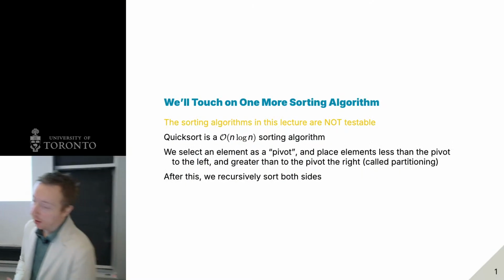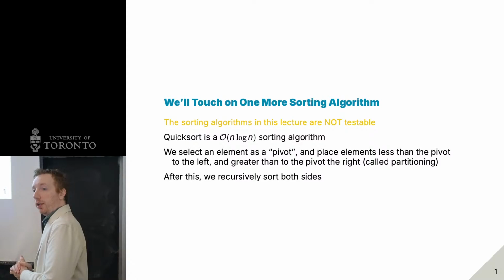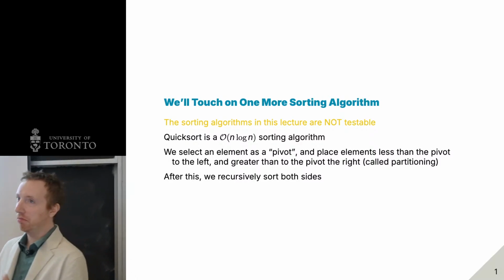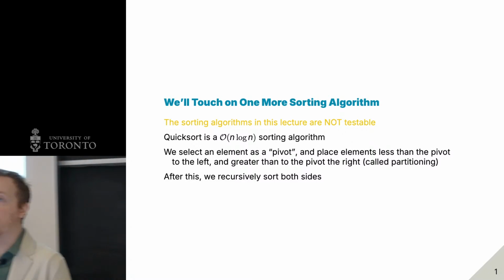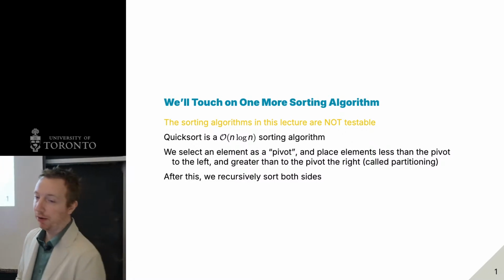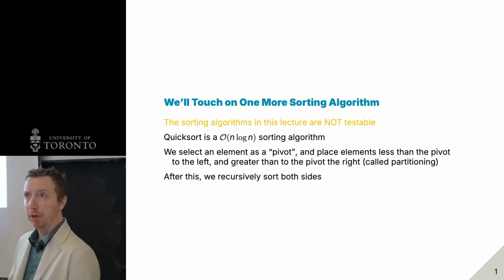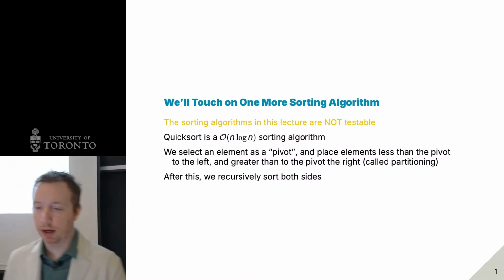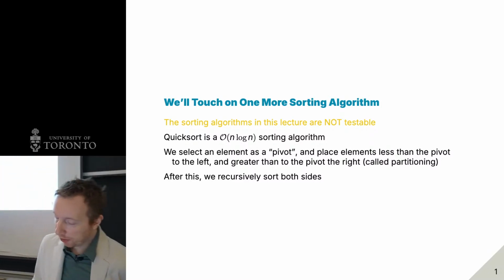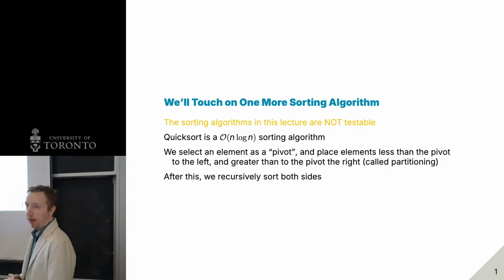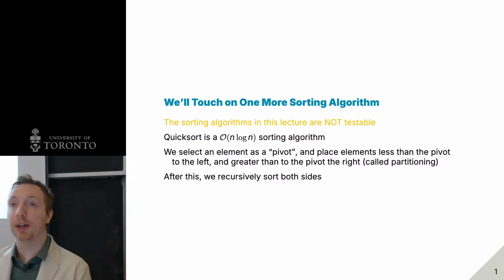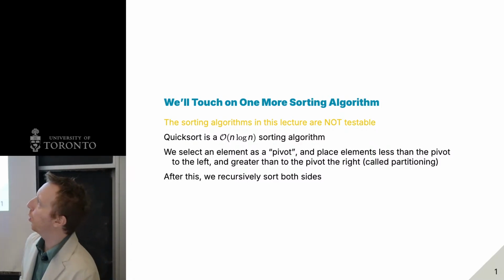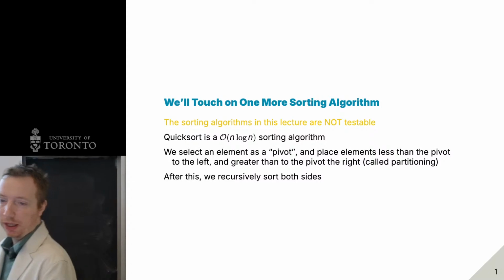The things we touch on in today's lecture are not really testable. They give you a little flavor of what happens in 244 and some actual algorithms that you would actually use to sort numbers or sort anything in an array. Specifically, what we will talk about is called quicksort, and it is a big O n log n sorting algorithm.